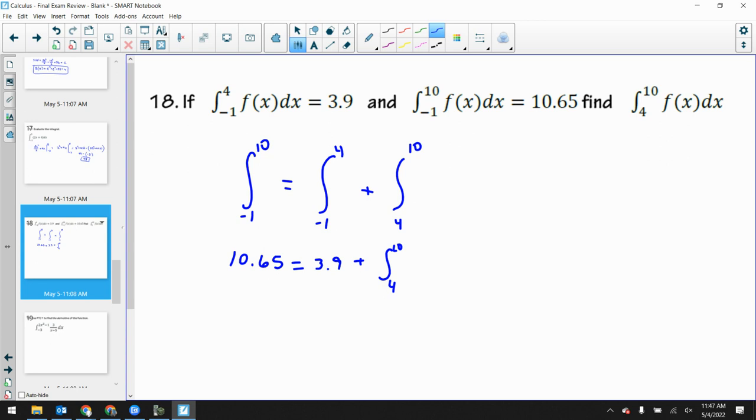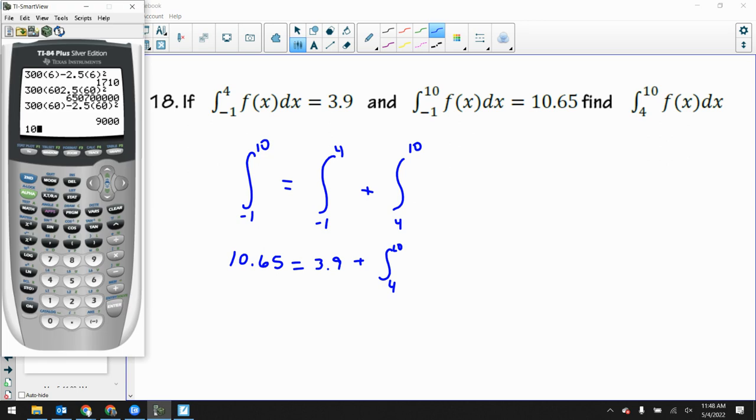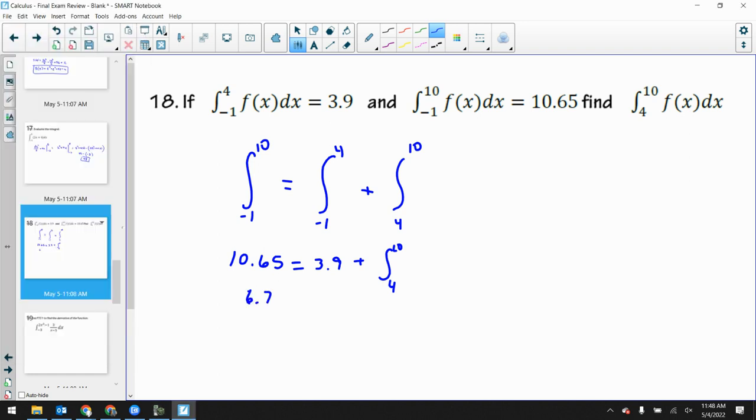We subtract the 3.9. 10.65 minus 3.9 gets me 6.75. That's the equivalent of the 4 to 10.